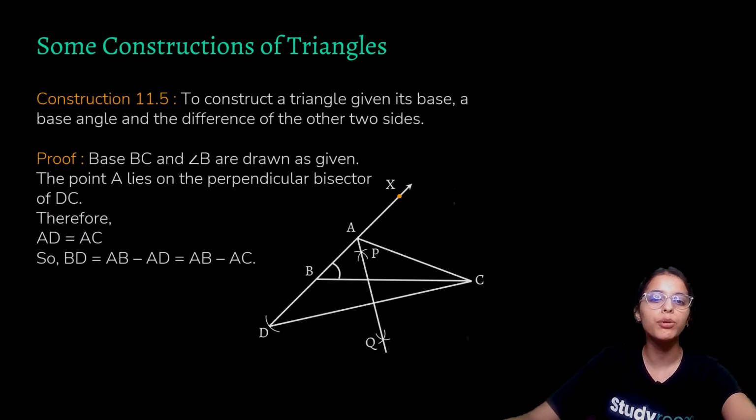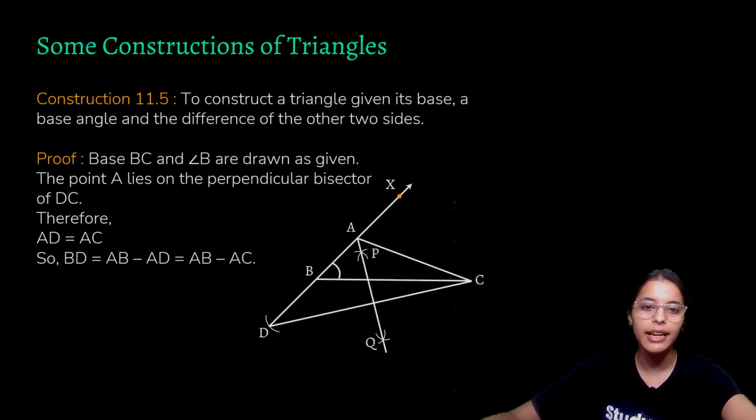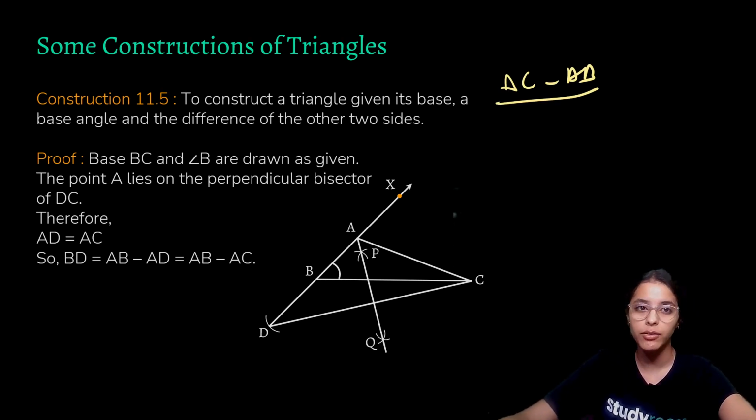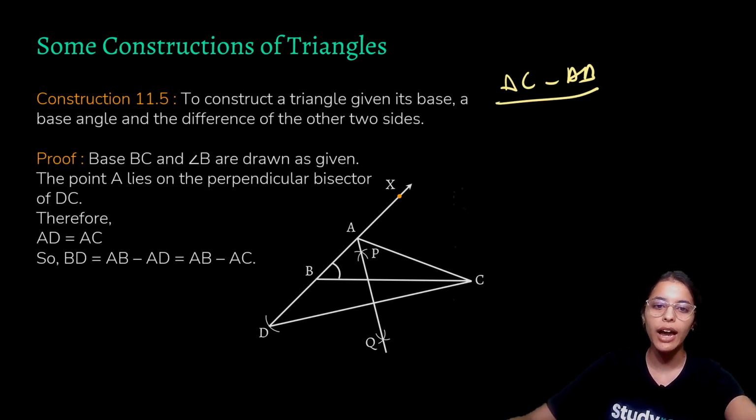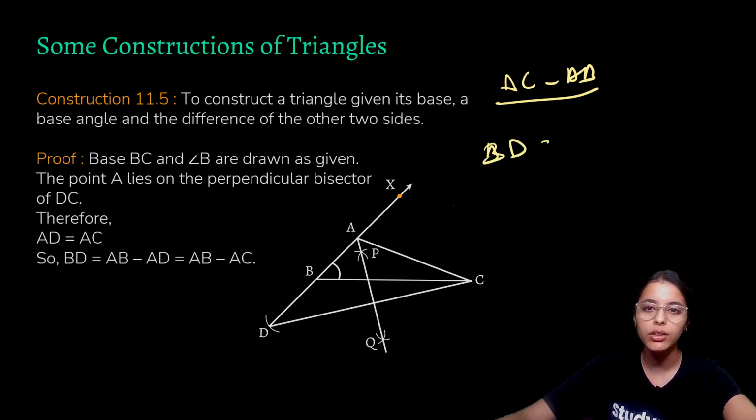Now let us see the proof of it. To prove, we just have to prove that AC minus AB is coming out to be the same as that which was given in the question. So to prove that, we already know that since we have constructed it, our BD is equal to the length given in the problem. So we just have to prove that these two are equal.